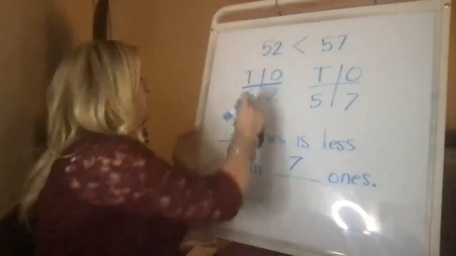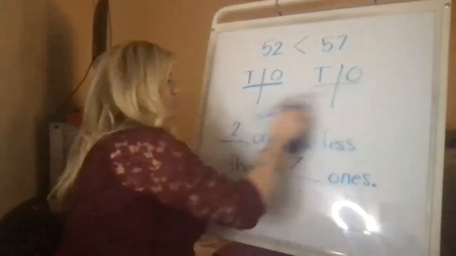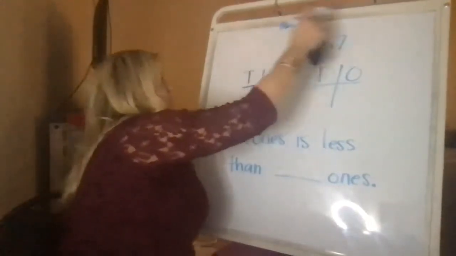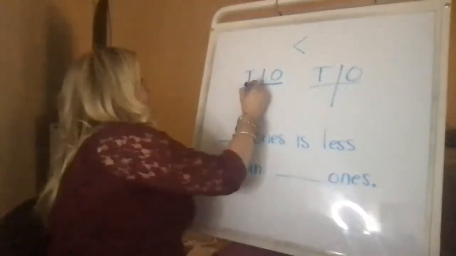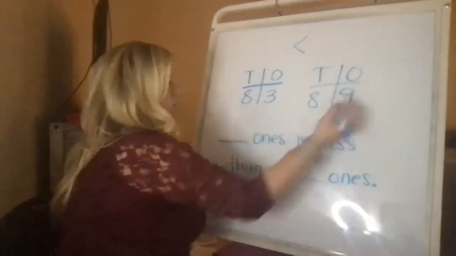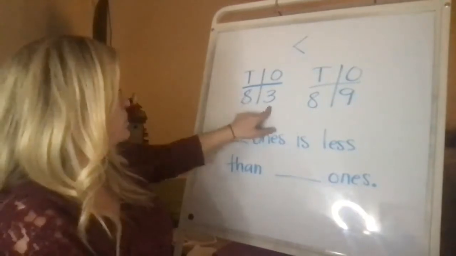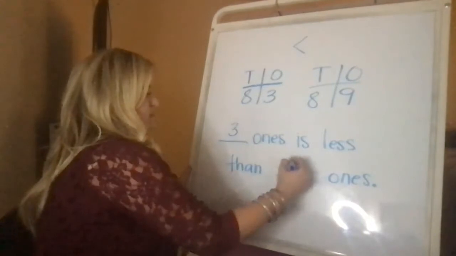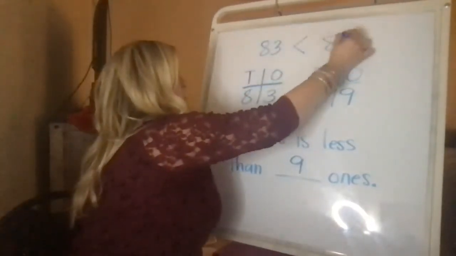Compare 89 and 83. And we're looking at the ones today because the tens are the same. So if the tens are the same, you're gonna look to the ones. So 8's the same. Which one is smaller? 3. 3 ones is less than 9 ones. So 83 is less than 89.